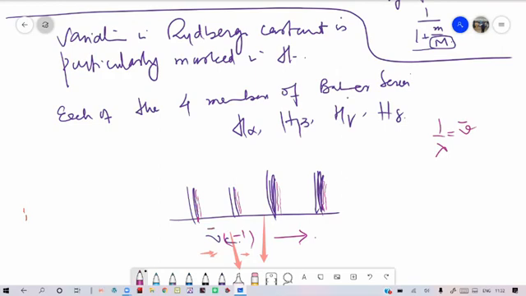Weak component. That means its intensity is very weak. By weak, I mean the intensity is very weak. Okay? So if you have any question, you can tell it here. What is your confusion?